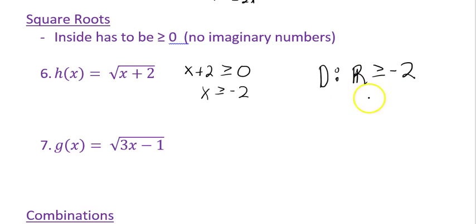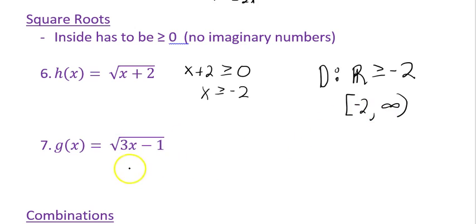If you all are liking using the old domain notation, this would be a square bracket because you can actually equal the negative 2, to infinity. That would be representing everything from negative 2 to infinity, which is what we are saying here as well. So either one of those would be correct.